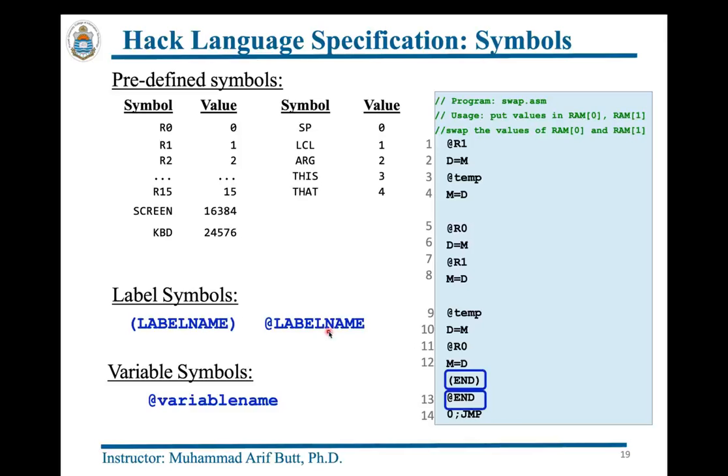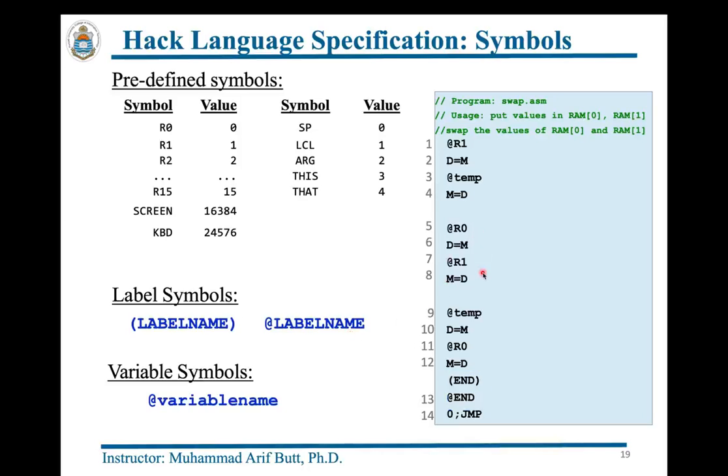Now let us talk about the third category of symbols called variables. A variable symbol is a name used in an A instruction. If it is not already declared as a label, then it qualifies to be a variable. So the hack assembler will map it to some available data memory address starting from address 16 onwards.